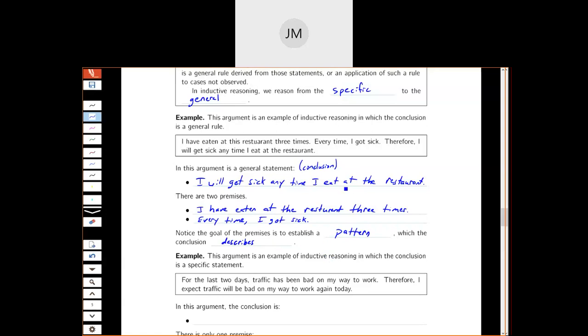Okay, so we look at the specific cases. We look at these 3 times that we ate at the restaurant. That's our specific cases. And from there, we're trying to describe a general pattern of stuff that happens.